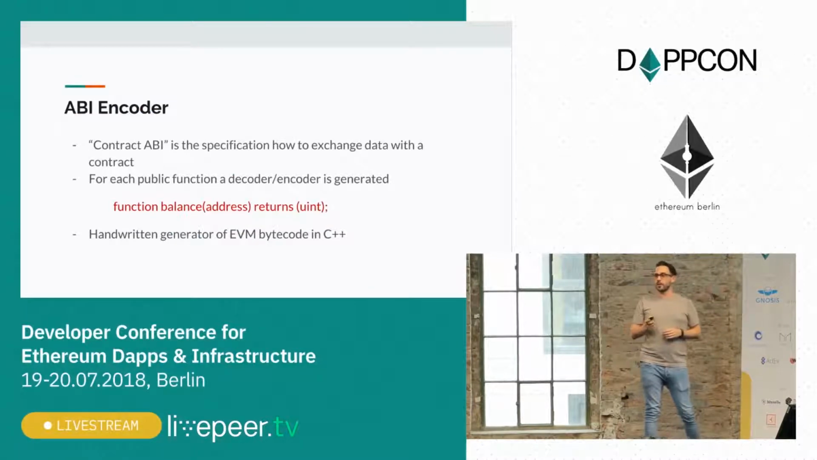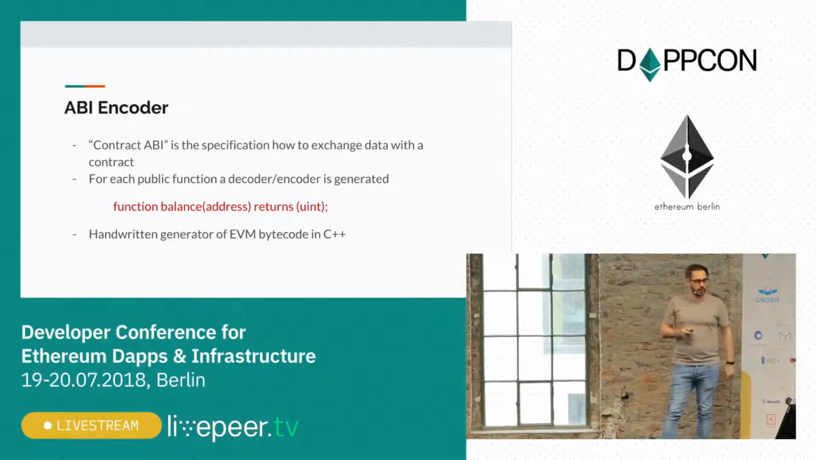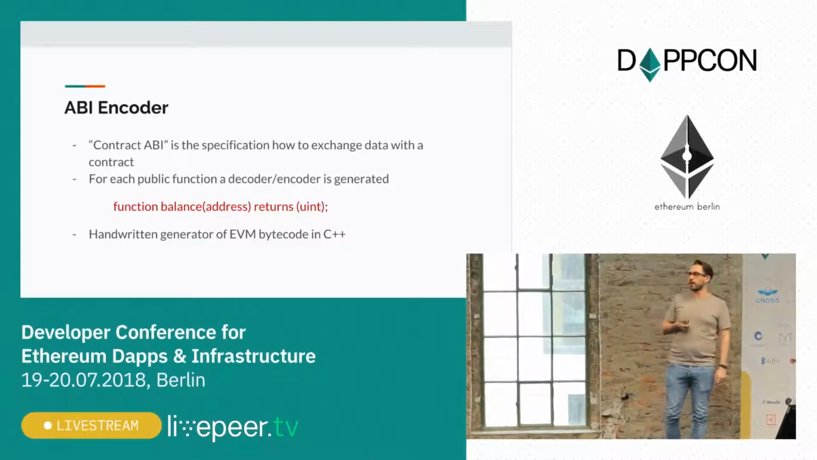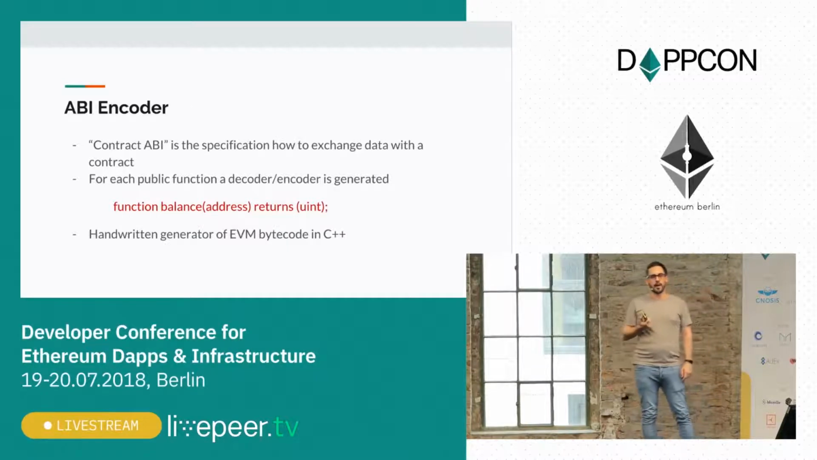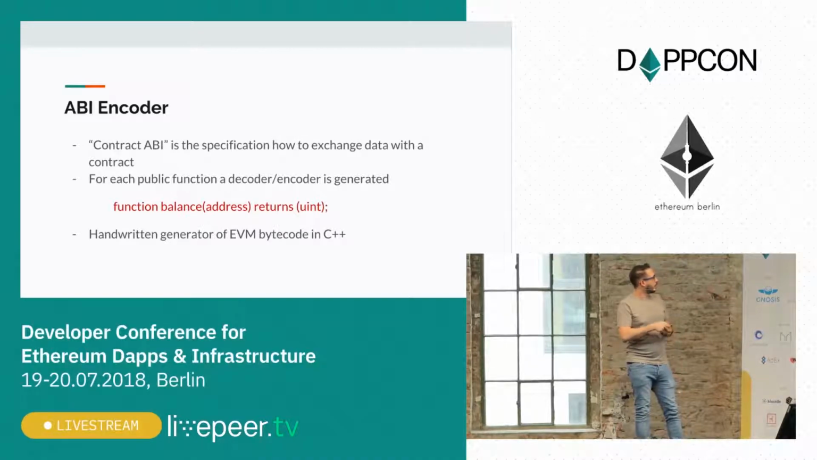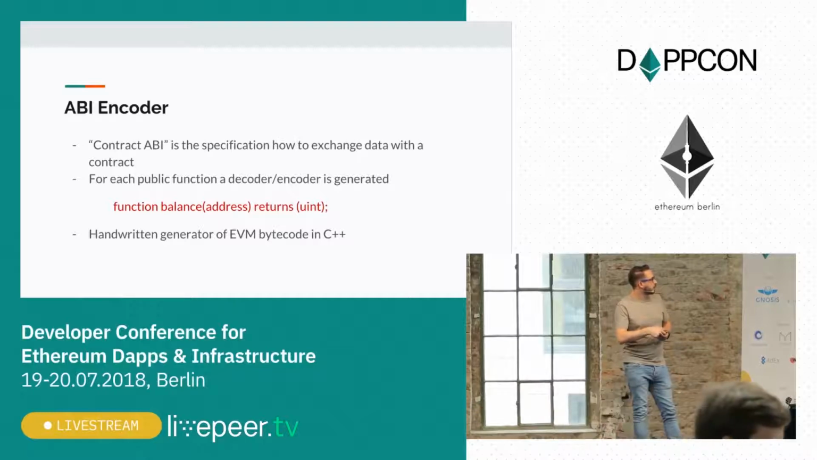OK, we did a couple of more things. So that's done with the SMT checker here. So a quick intro into the ABI encoder. Probably everybody has heard about ABI here. But ABI actually means a contract ABI, which is a specification on how to encode data while communicating with a contract. And as an example, for the ABI, we take this function, the balance function, which takes an input and returns an output.